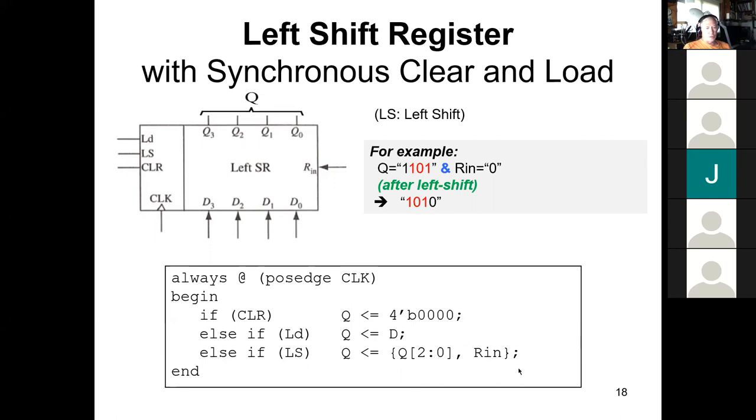Notice how we use the concatenation to do this. Very powerful command. So we have four bits of Q: Q3, Q2, Q1, and Q0. So here we're taking the lower three bits of Q and appending R in at the end. So Q2 now becomes Q3, Q1 becomes Q2, and Q0 becomes Q1, and Rn becomes Q0. Here we load in four bits of D, and here we load in four zeros for the clear. Okay. So if you start with 1101 and Rn is zero, after the left shift, you have 101 and a zero appended on the right, this zero. And this one is discarded.